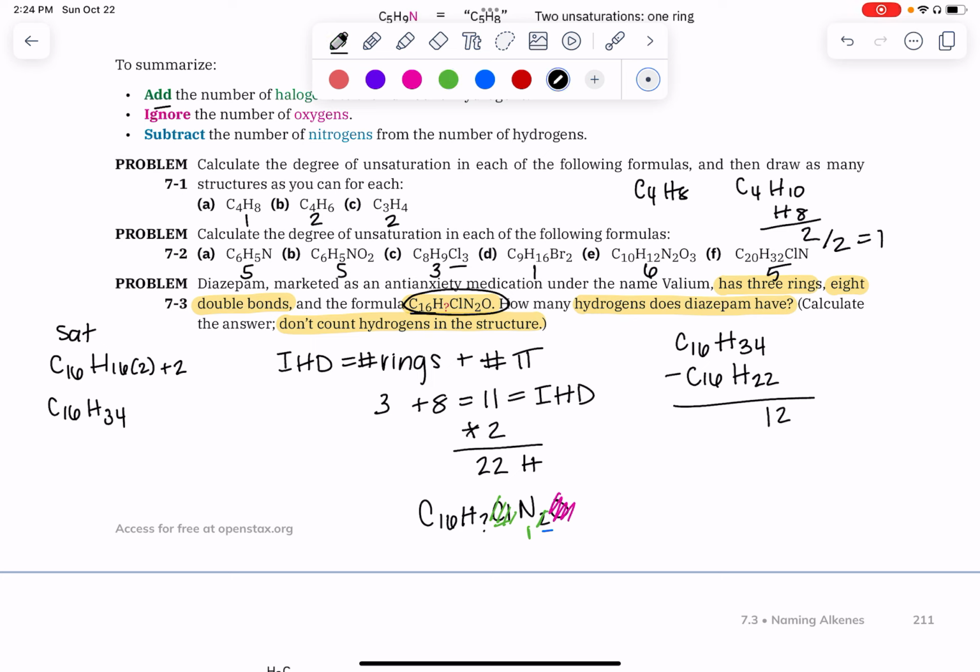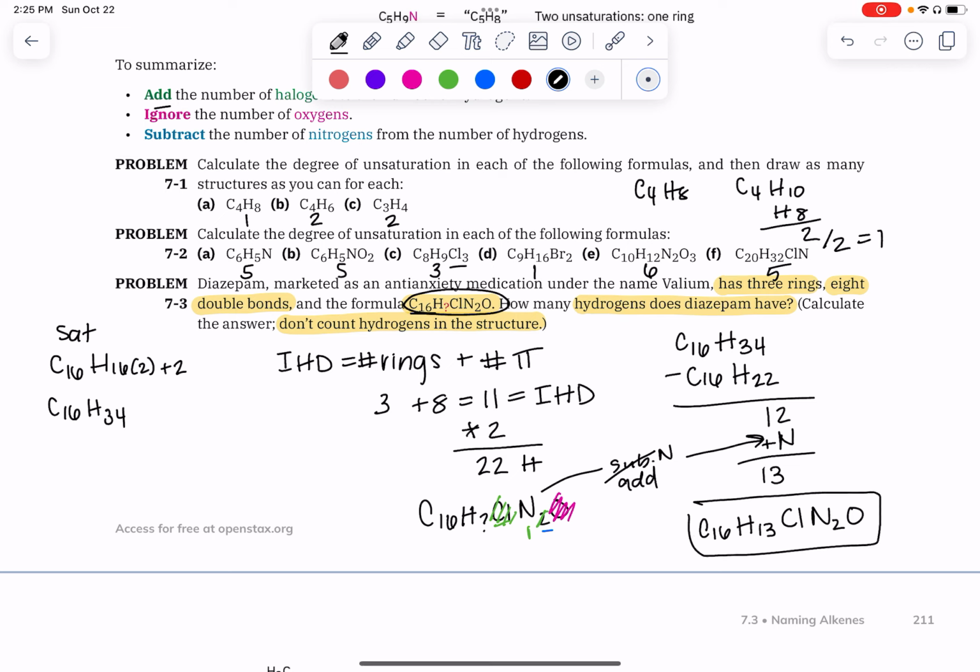Now, when we're moving in the opposite direction, we have to use the opposite operation to get where we want to go. Since we would normally subtract nitrogen, we're going to add it instead. So we're going to add nitrogen here, and that gives us 13. And so this is the number for our H, 13. ClN2O should be our proper formula.